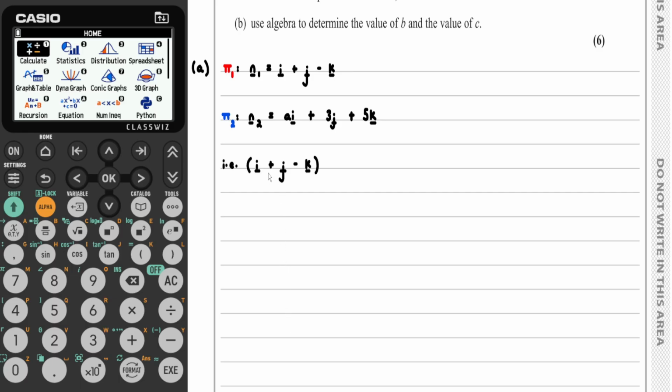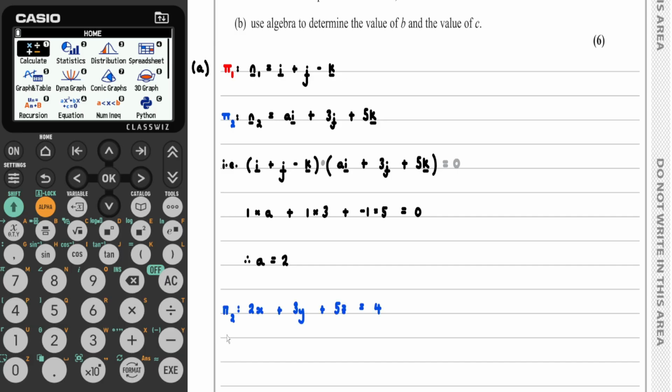We have n1 dot n2, which is equal to 0. So we have 1 multiplied by a plus 1 multiplied by 3 plus negative 1 multiplied by 5, and this is equal to 0. So I've got a plus 3 subtract 5 equals 0, meaning a is equal to 2, and therefore pi2 will be given by 2x plus 3y plus 5z equals 4.